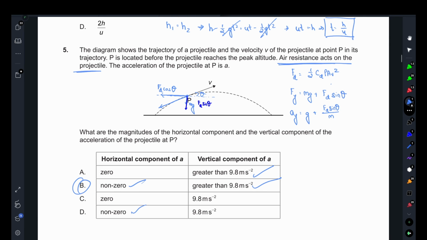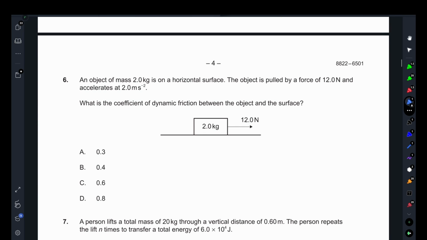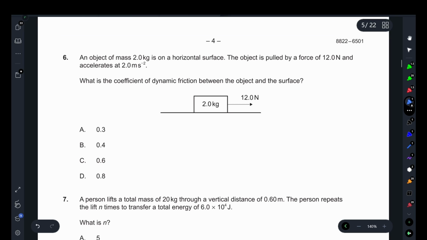Up next, going on to question number 6. An object of mass 2 kilograms is on a horizontal surface, and it is pulled by 12 newtons, accelerating at 2 meters per second squared. What is the coefficient of dynamic friction? So let's go ahead and draw out a free body diagram and see how this works. This is your gravitational force, mg, your normal reaction force, which is also equal to mg because you have no vertical acceleration. Next, you have your forward 12 newtons, and you have your backward friction, which is equal to mu mg.